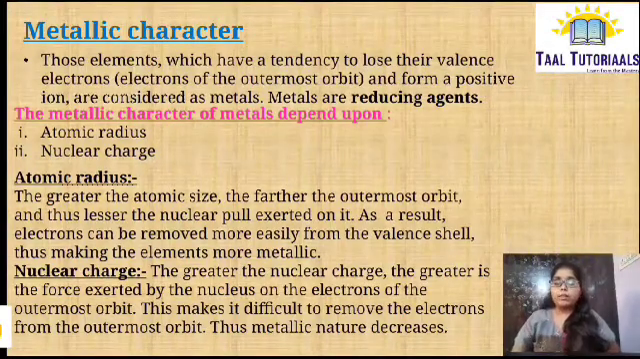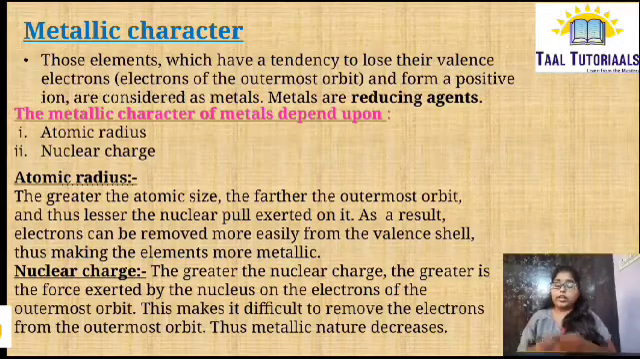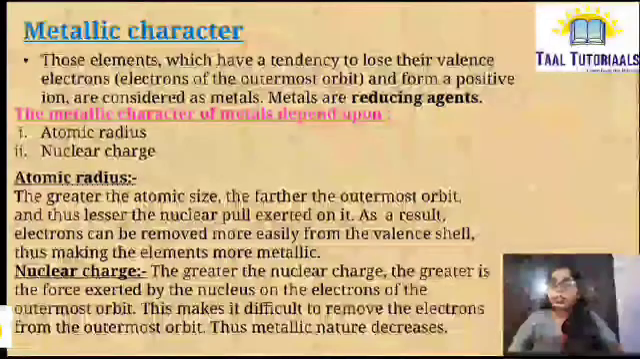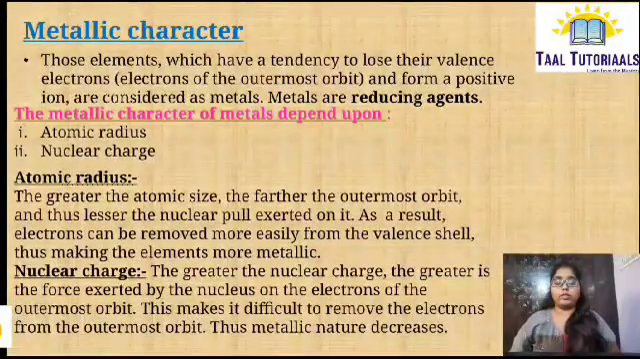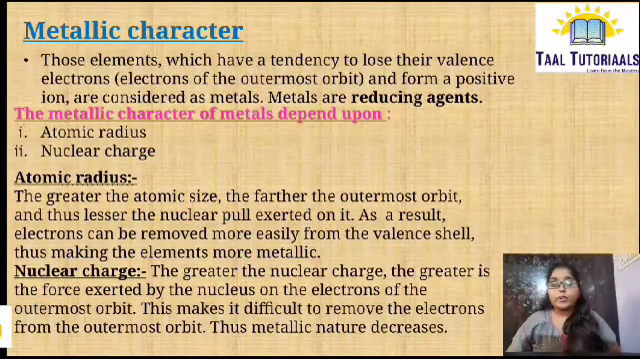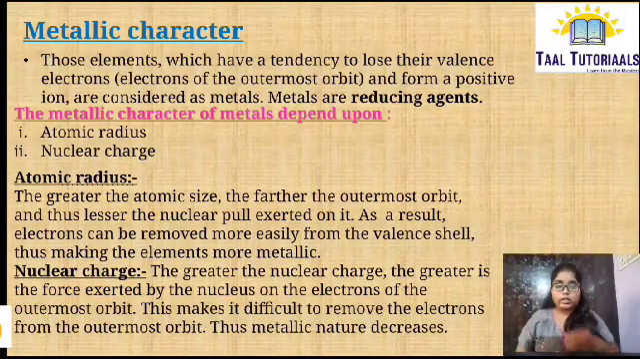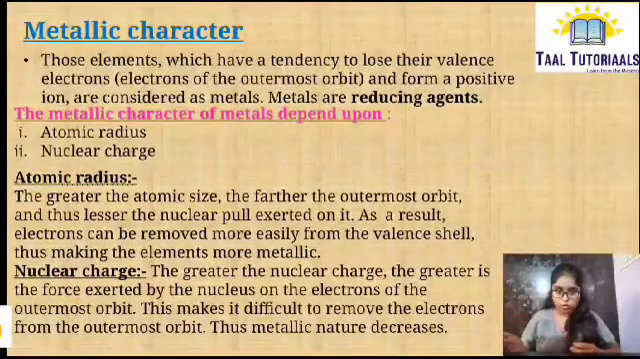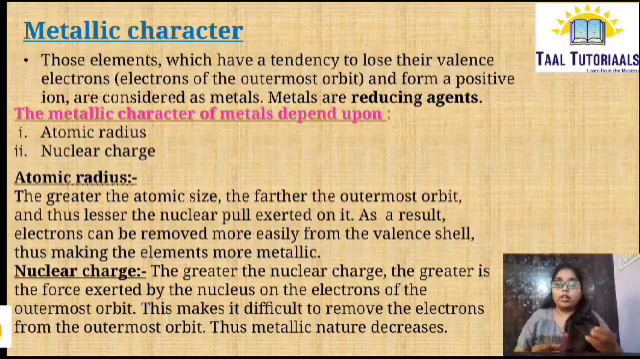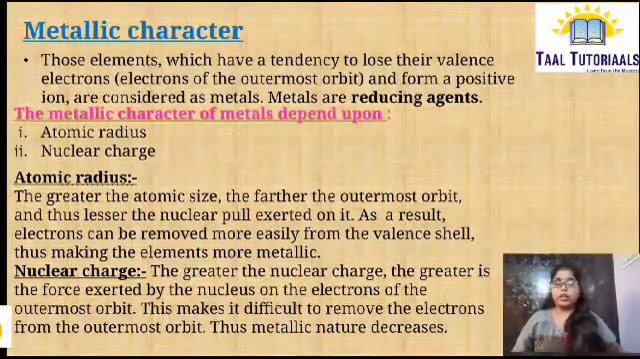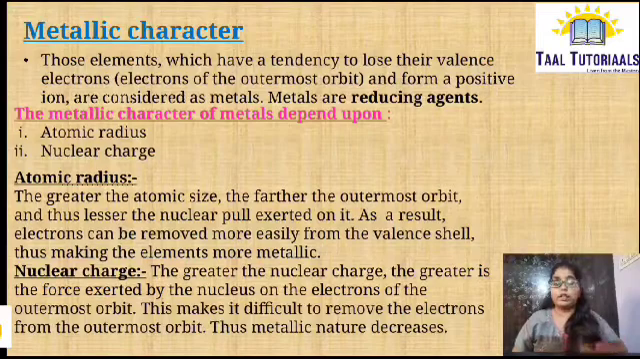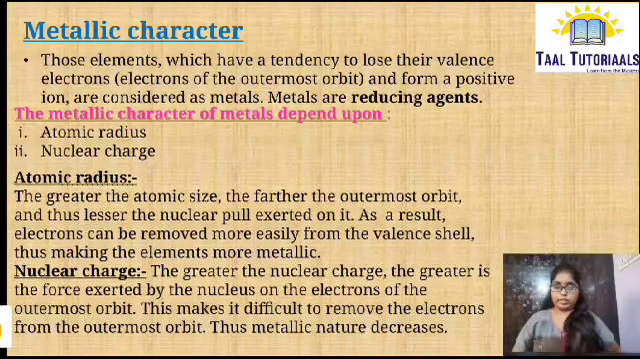Now coming to nuclear charge. The greater the nuclear charge, the greater is the force exerted by the nucleus on the electrons of the outermost orbit. This makes it difficult to remove the electrons from the outermost orbit. Thus, metallic nature decreases. What is nuclear charge? The nuclear charge is the pull from the nucleus on the electrons of the outermost orbit. If this nuclear charge is more, then the metallic character decreases. Understood? Atomic radius increases, metallic character increases. If the nuclear charge increases, metallic character decreases.